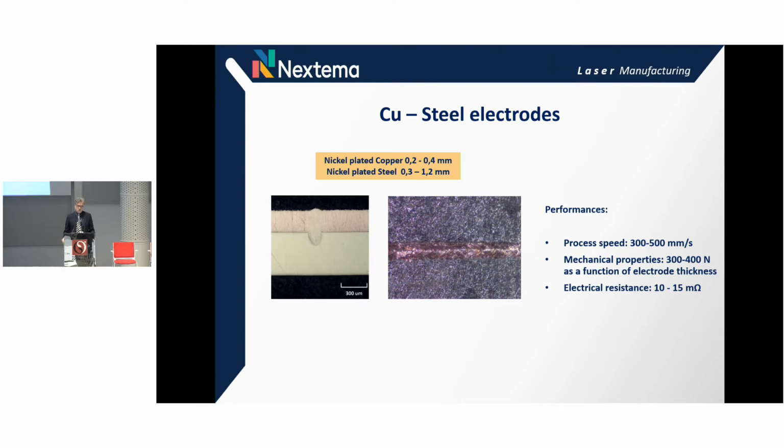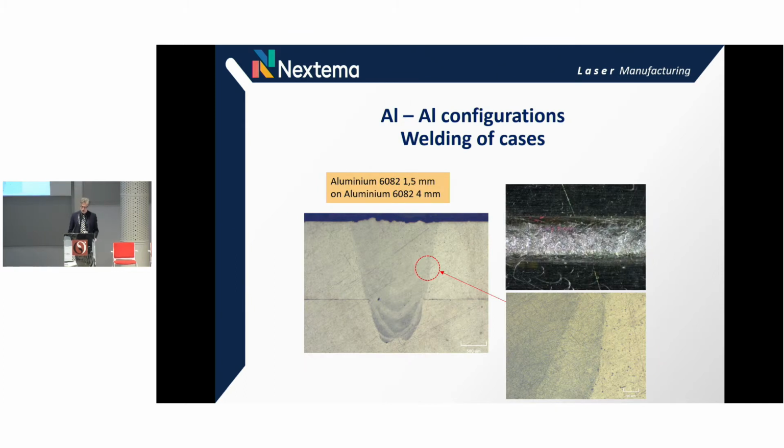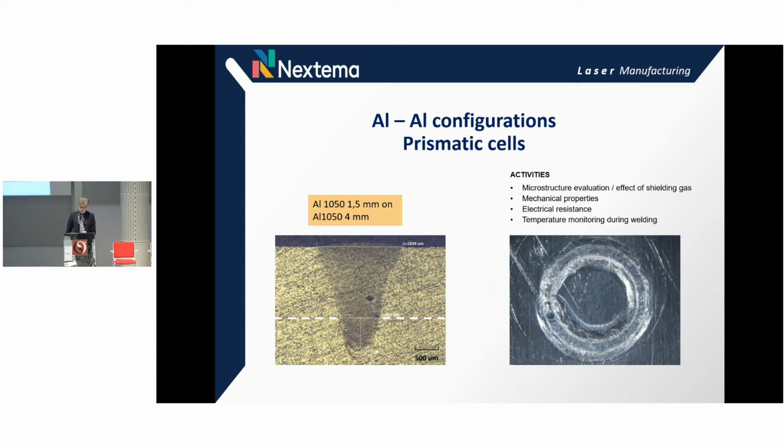Some activities on Cu steel electrodes, which can be nickel-plated, and this also affects the process itself a lot. They also worked on three-layer configurations, two coppers on copper and aluminum on copper, and so on. There is a great deal of work on this, and all this work on this application requires specific work to be done. And again, aluminum on aluminum configuration for cases, and again, prismatic cells.